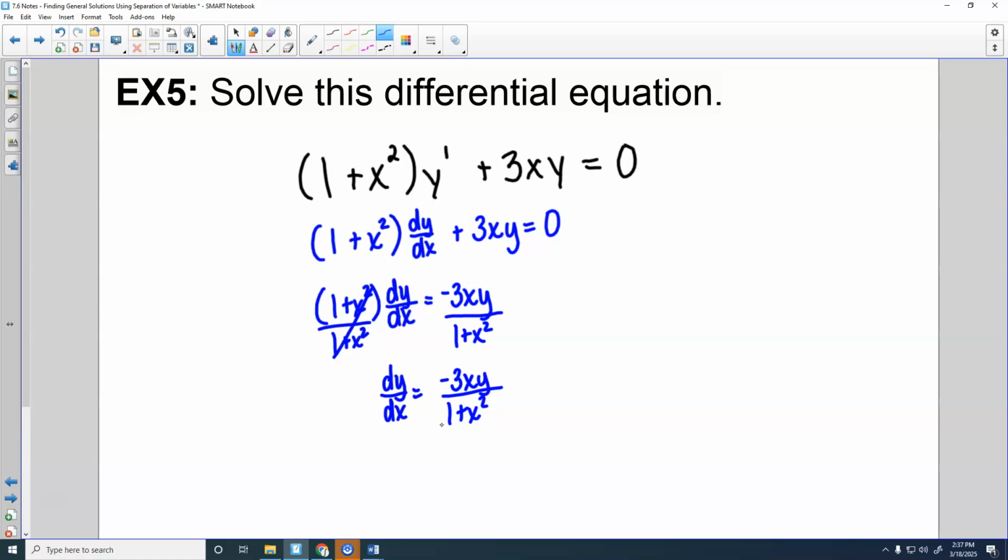Now it's starting to look a little bit more like the beginning of the other problems that I gave you. What would we need to do now? Now let's multiply by that dx.